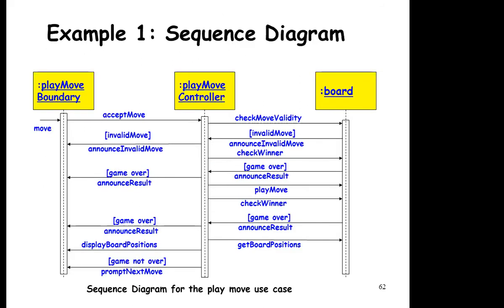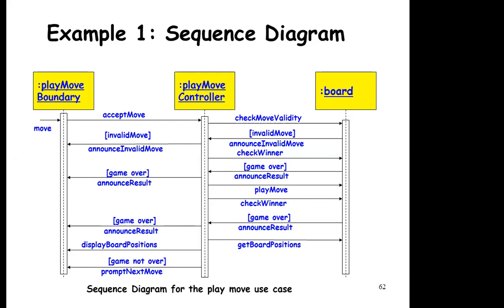So this is the sequence diagram. Just see, all objects are on the top, like one object is the play move boundary, another is the play move controller, and third is the board itself, an object. So how does that come? First of all, any player goes with the move. It is shown with the arrow in the front. Then these are the object activities. These are the relations of the objects. So it will accept the move. Then the controller will validate the move.